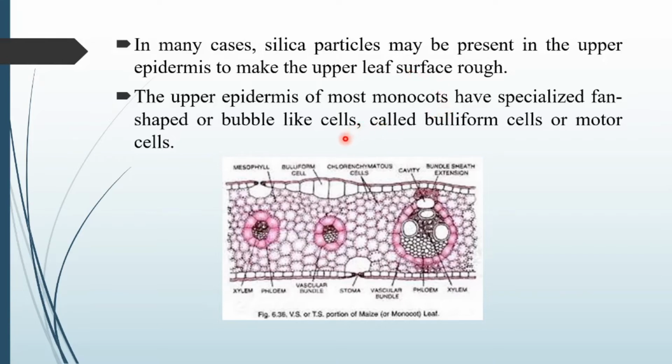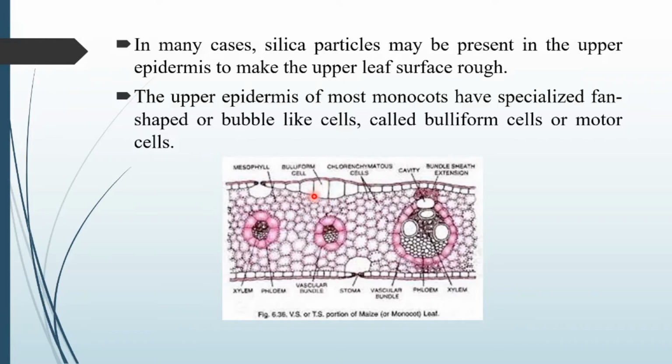A special character of monocot leaves is that special fan-shaped or bubble-like cells called bulliform cells or motor cells are present on the upper epidermis of most of the grasses or monocot plants. So this is an important structure called bulliform cells, and they are located along the grooves between parallel veins. And what is the function of these bulliform cells?